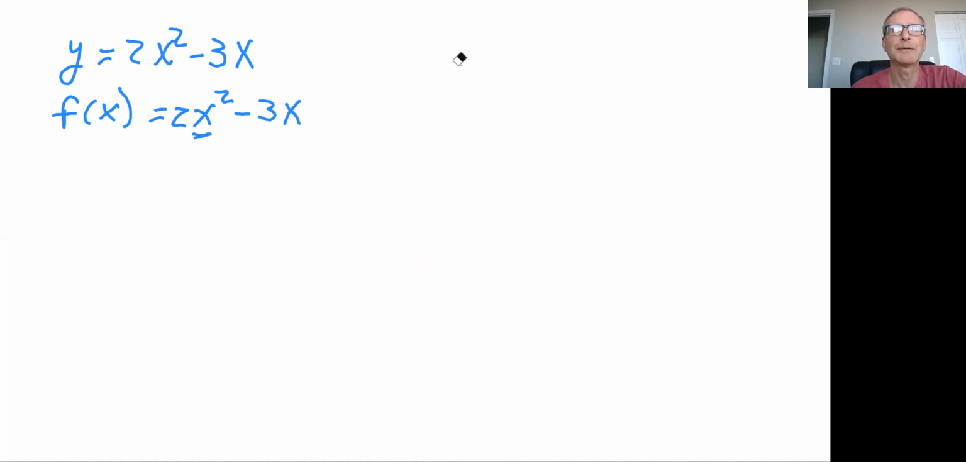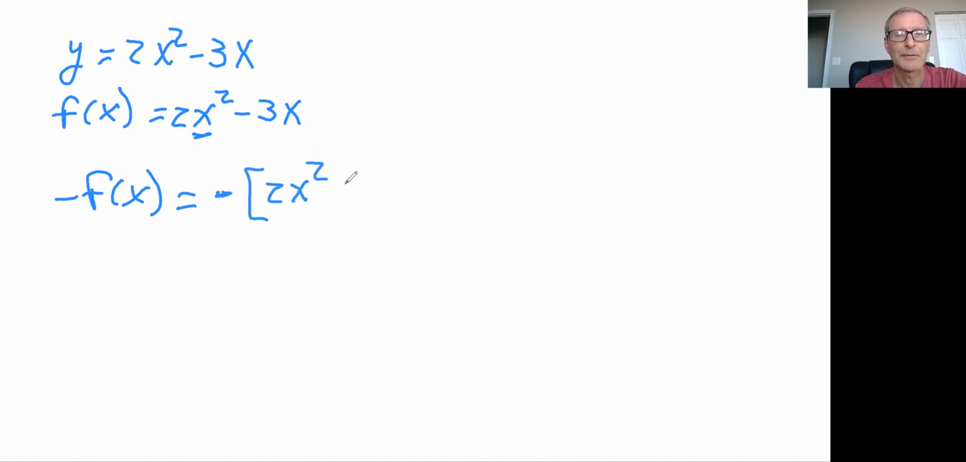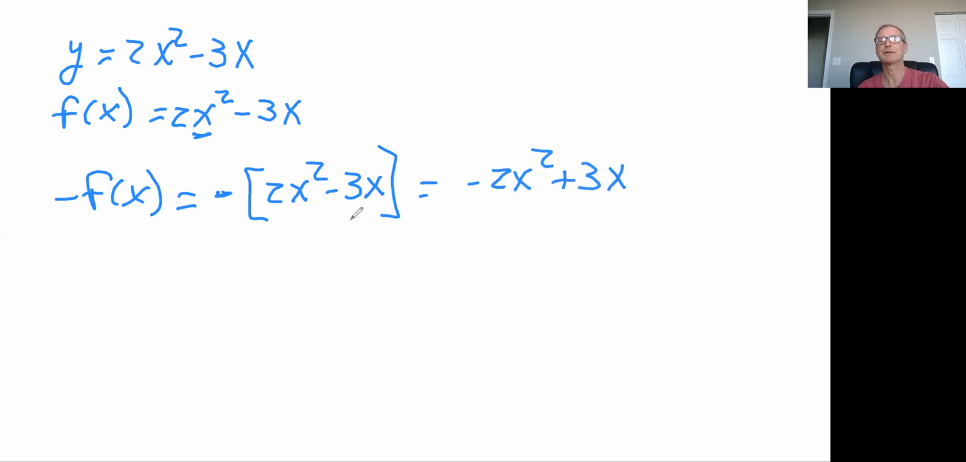Okay, well, let's do one that you'll be doing quite a bit. What happens if you do this? Minus f of x. So what that implies is that you want to negate the function. So instead of y, we're going to do minus y, right? So it's going to be the opposite. So to do that, you take the whole equation and multiply it by minus 1. So it looks like that. And so that would be minus 2x squared plus 3x. So basically, you're just changing the sign of each one of the terms.